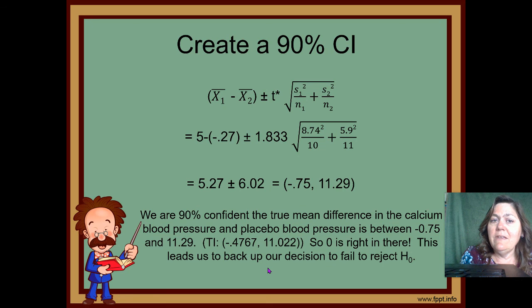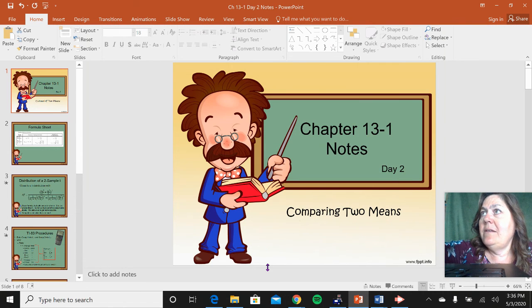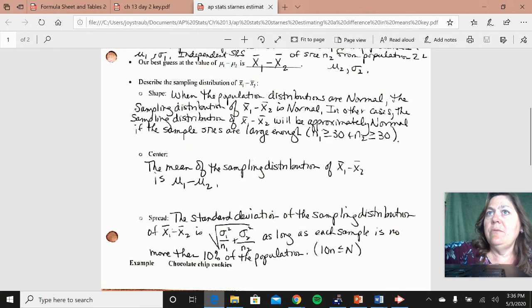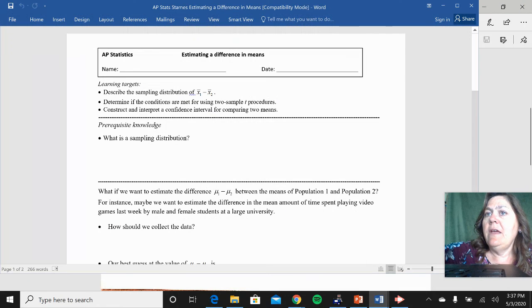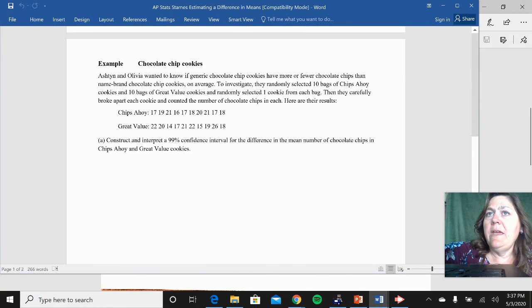If you recall, this was a two-tailed test. If this is a two-tailed test, then I could say, hey, there is no difference. 0 is in the middle, and so I'm going to fail to reject that H0 and say that there is really no difference between calcium and the placebo. Okay. All right. With that in mind, we are going to go back to your worksheet now, and we're going to do the back page.